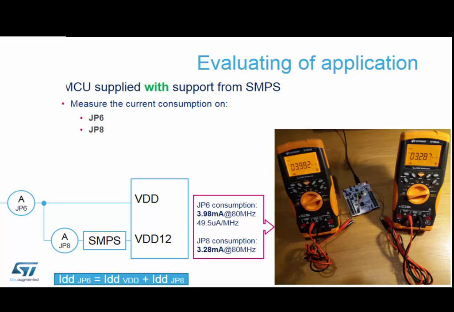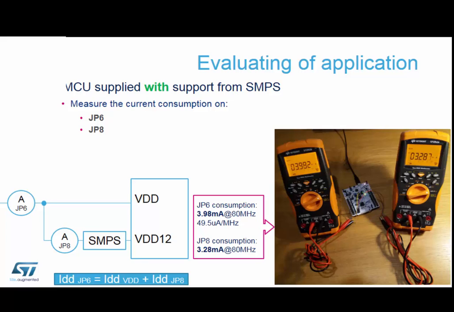So I will show you my value. I did the same exercise. I measured with two multimeters. So you see that I measured something about 4 milliamps. So what is the outcome? What is the message? We reduced the current consumption from 10 to 4. Are we happy? Is it really a nice result? I think yes.